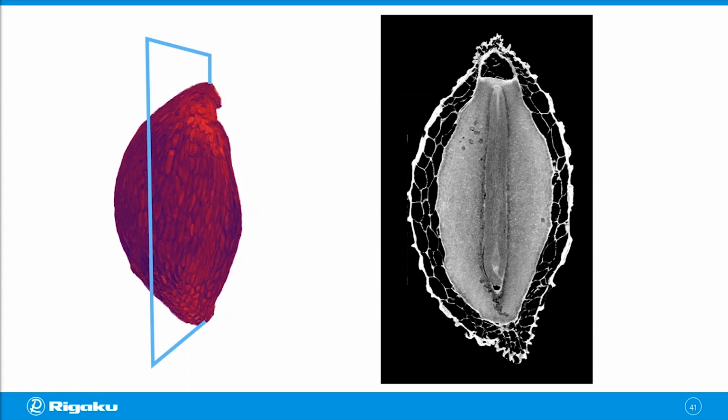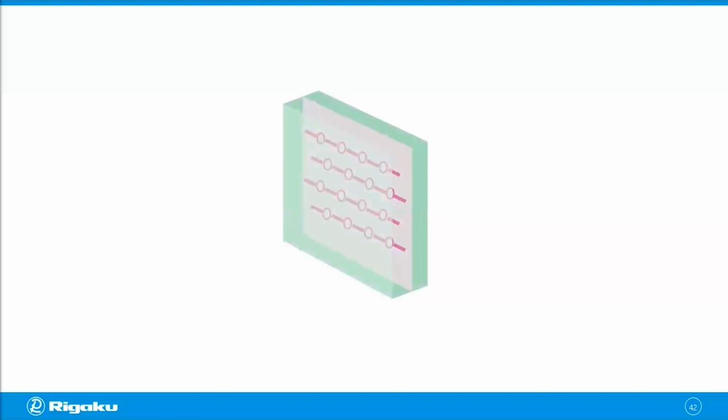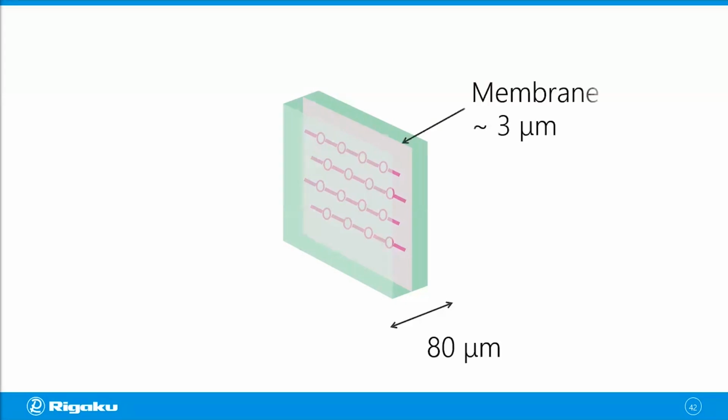Now, what if you want to see something even lighter and thinner, like an organic film? So this is an organic film that is only 80 microns in thickness, and it has a 3 micron thick membrane filter embedded in it. And since the membrane filter and the sandwiching films are both organic materials, there is not a whole lot of density contrast between the two. And the whole thing is only 80 microns thick.